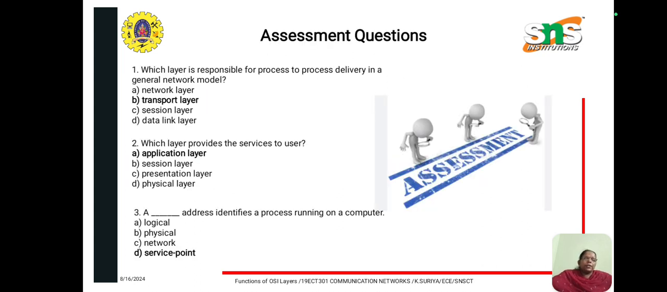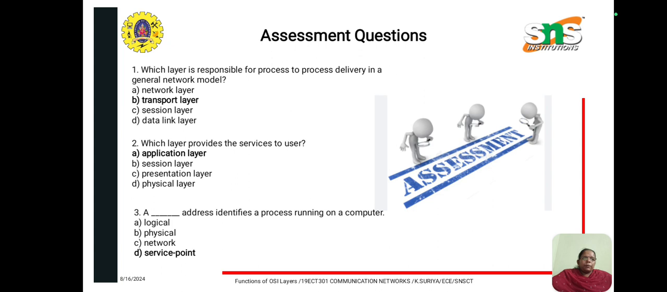Hope you would have understood the functions of all the layers in the OSI model. Let us take up some assessment questions. Which layer is responsible for process-to-process delivery in a general network mode? Yes, it is the transport layer.